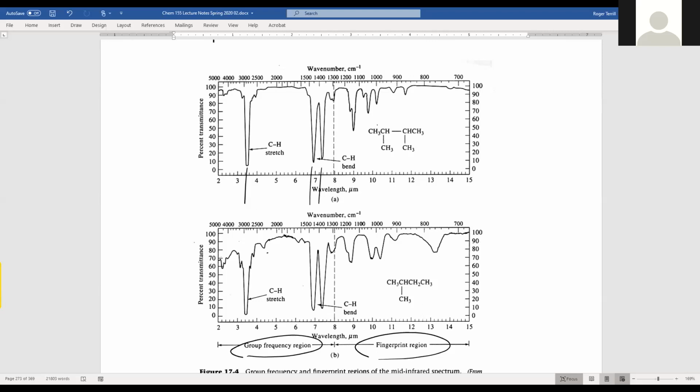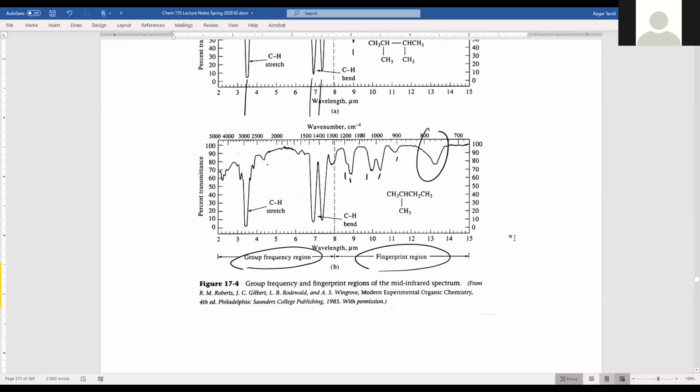However, the fingerprint region looks very different. There's a large band here. There's 1, 2, 3, 4, 5. Here there's no band, then there's one. There's a band here at a different frequency. That one's similar. And then these are sharp. And then these two are sharp, you know. So the fingerprint region looks different, but the group frequency region looks similar, right?